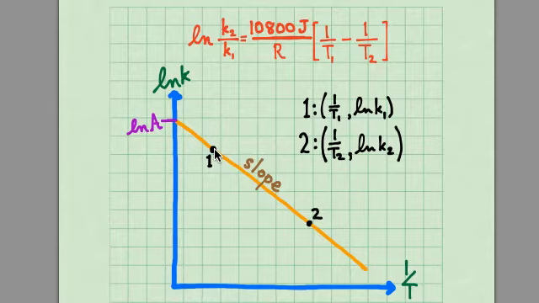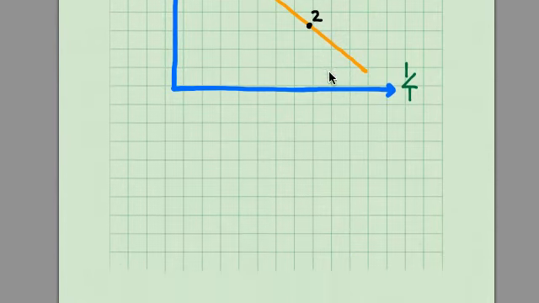So for any 2 points, point 1 and point 2, on this line, as long as I have 2 points, or 2 temperatures and 2 corresponding rate constants, and as long as I trust and believe the Arrhenius equation is true, then I can just use those 2 points. I can use one point to find the other, or I can use the 2 points to find the activation energy, or I can use the activation energy to find one of the unknown temperatures or unknown constants.